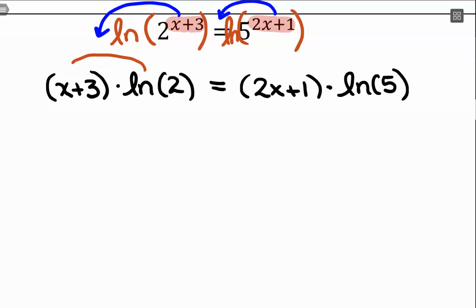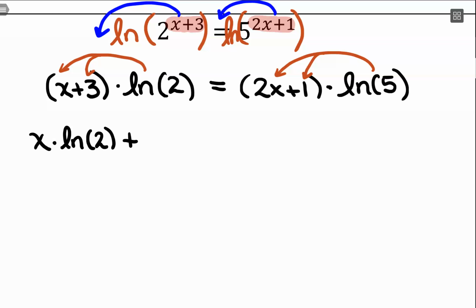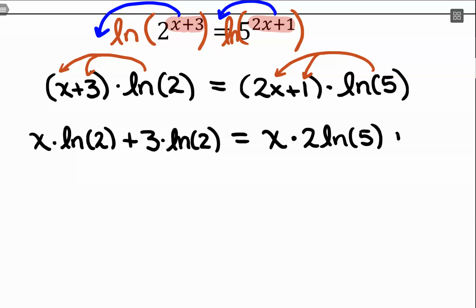Our next step is to distribute the natural log into the expression. So we'll have x times natural log of 2 plus 3 times natural log of 2 equals, I'm going to bring the x out front here, x times 2 natural log of 5 plus 1 times natural log of 5, and that would do it. So there's everything expanded out after putting our exponent out front.